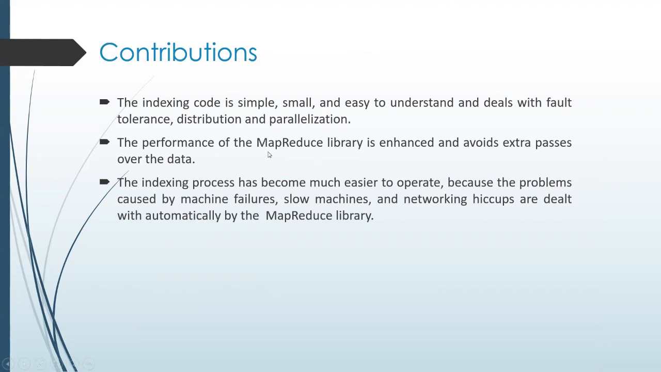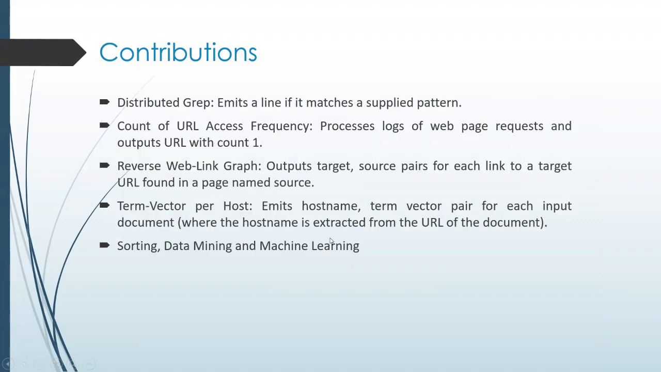So there's a specified library for this. So this avoids extra process over the data. The indexing process has become much easier to operate because problems caused by machine failure, slow machines, and network hiccups are dealt with automatically by the MapReduce library.